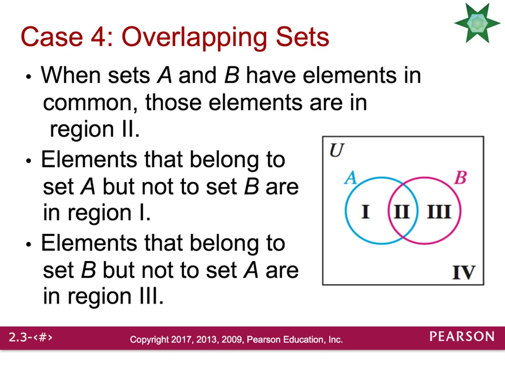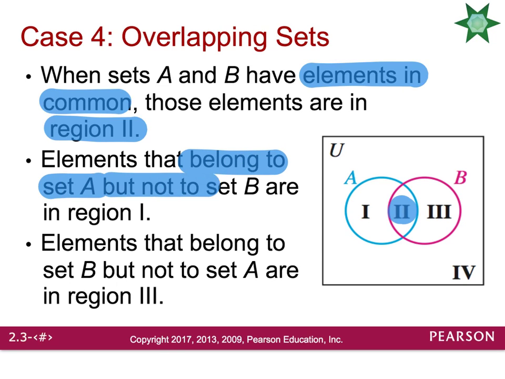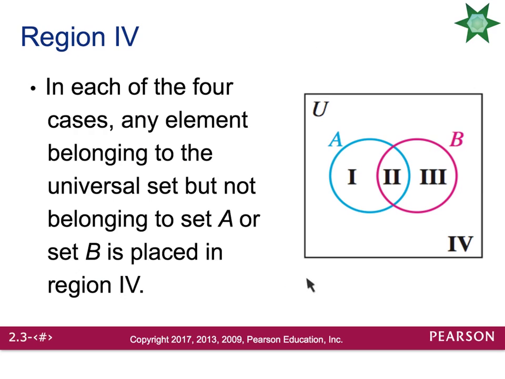Okay, so just to recap, when sets A and B have elements in common, those are in region 2. Okay, so that's where we'd have the elements in common. Elements that belong to set A but not to set B would be in region 1. Okay, so that'd be here. Okay, and then elements that belong to set B but not to set A, that would be in region 3. Okay. And then anything that's in neither A nor B would be region 4. So anything outside the circles is what's in the universal set, but not in A or in B.